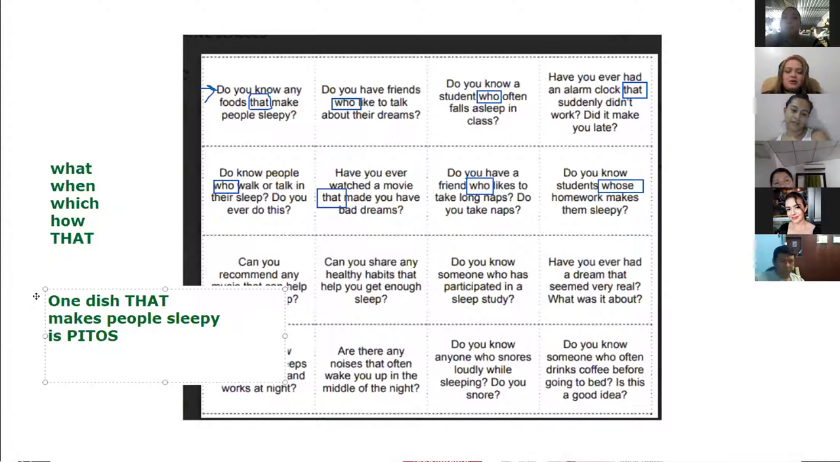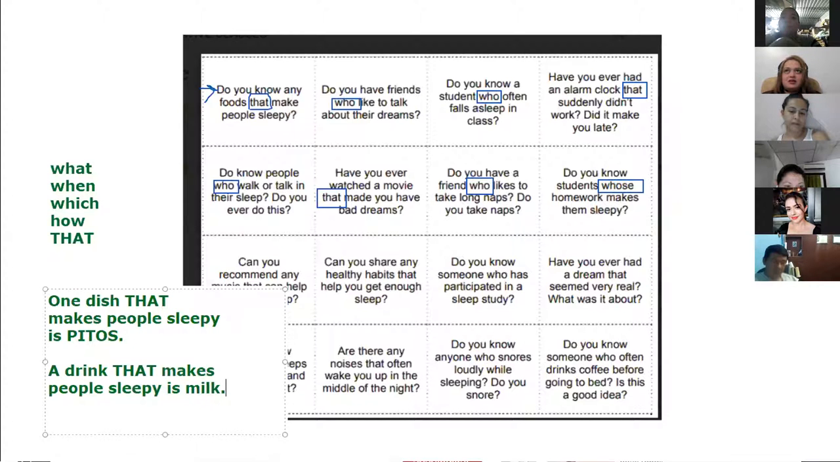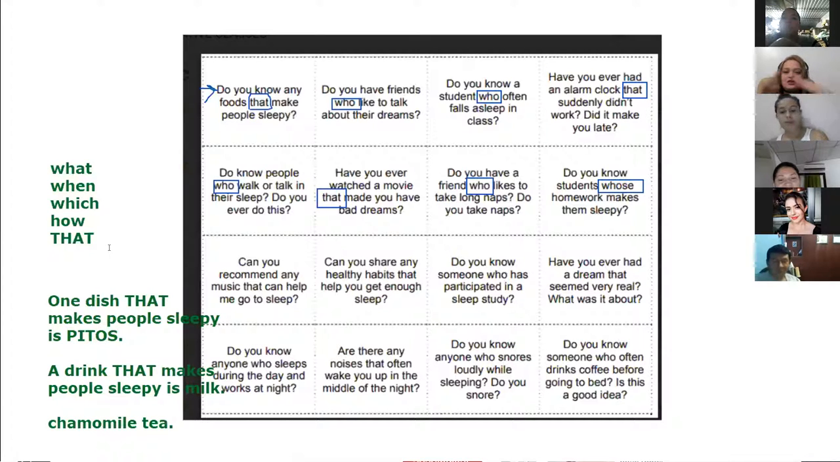And what else, guys? What makes you sleepy? Nothing, right? Milk. Oh, but that's a drink. Okay, we can say a drink that makes people sleepy is milk. Or I think chamomile, right? Chamomile tea. Yep, that's one. So the answer has to be long using the relative clause.